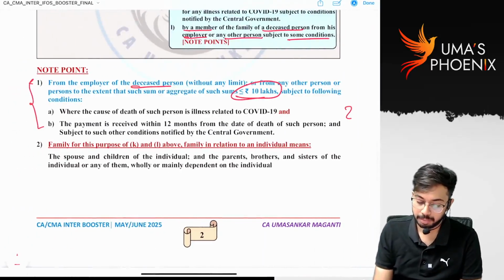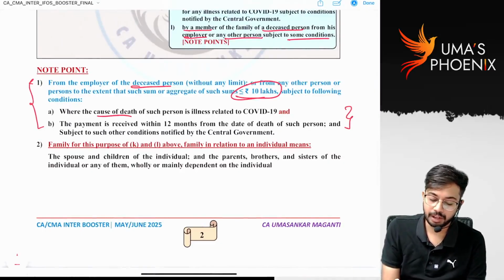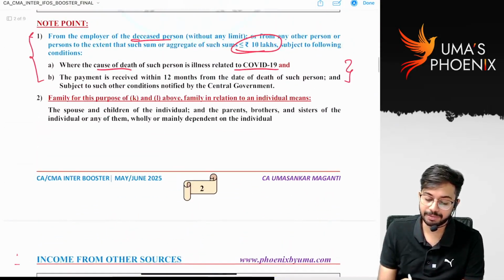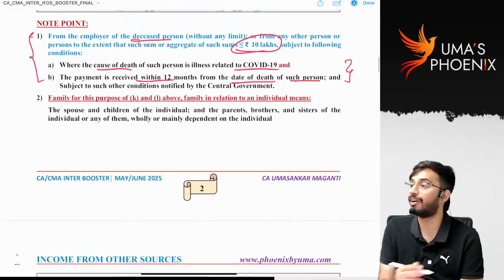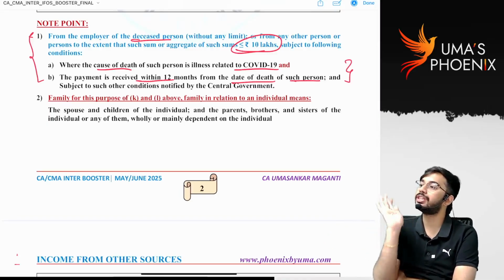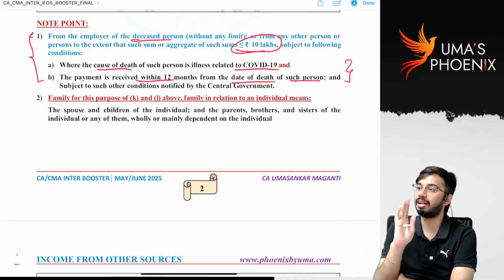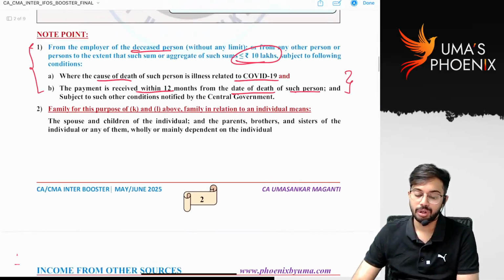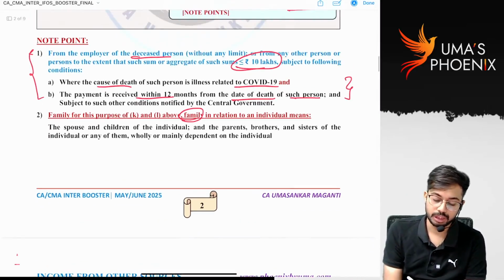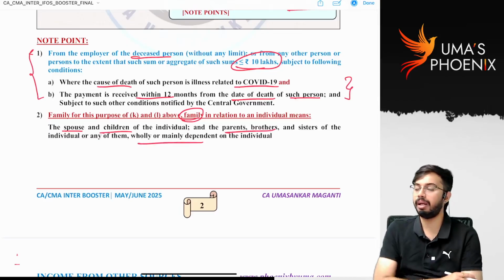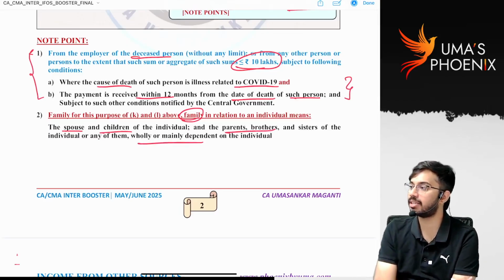But two conditions are required to be satisfied. The cause of death of such person should be because of COVID-19. Payment is received within 12 months from the date of death of such person. What do you mean by this? From the date on which the individual died because of COVID-19, within 1 year, compensation should be received. Then only exemption is available. Otherwise, exemption is not available. And in case of an individual, family means who? Spouse and children of the individual, parents, brothers and sisters of the individual, wholly or mainly dependent on such individual. They are considered as family members.